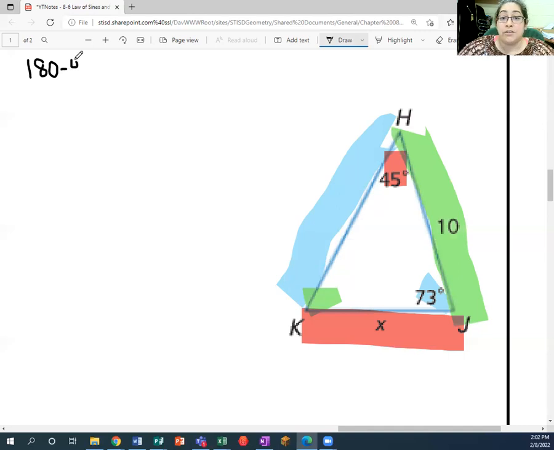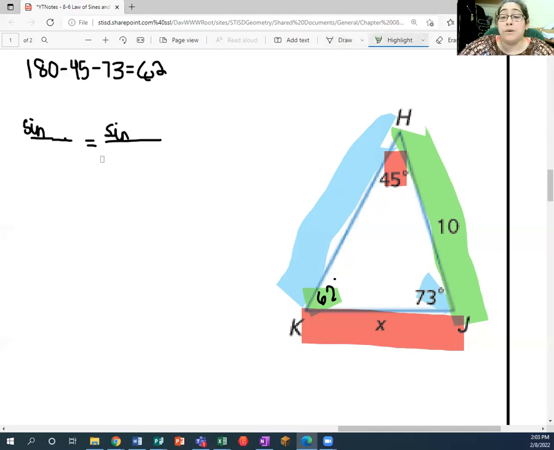All right, so I'm going to take 180 and subtract off the angle measure in red, which is 45, and the angle measure in blue, which is 73. And when I go to my calculator and do that subtraction, I get 62. So the measure of my green angle is 62 degrees. And now I can set up my proportion. I'm going to set up my proportion using the information with the green and the information in the red.